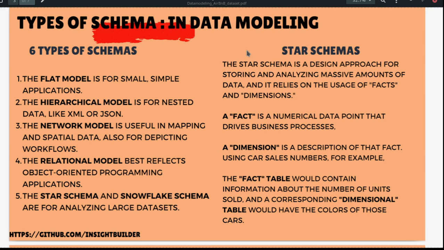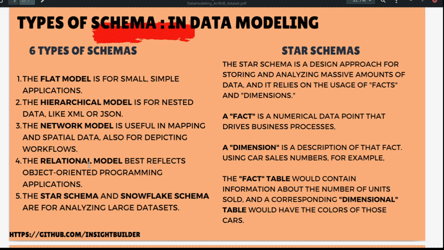Before we start doing the modeling, we have to understand what types of schema are available. We have the flat schema, that is useful for small and simple applications, which does not have any kind of connectivity. We have a hierarchical model, which is similar to the XML and JSON models that we see in our regular day-to-day activity. Then comes the network model, where each and every table is a network of connections. And then the relational model that we are currently using in our relational databases and object-oriented programming.